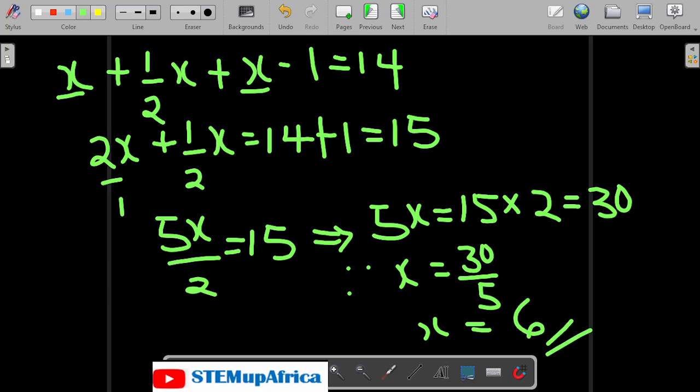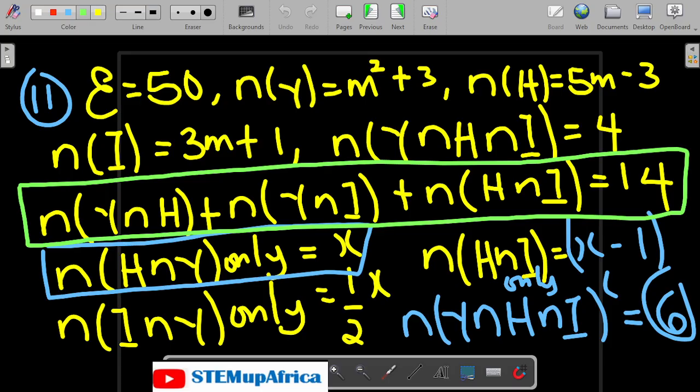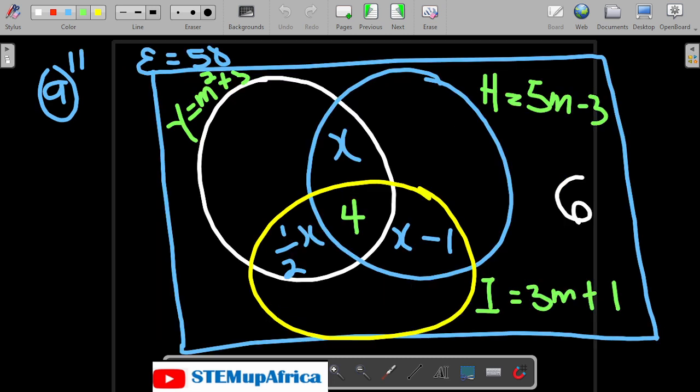Okay? x is the number that speak Hausa and Yoruba only. So if x is 6, let's substitute it into the Venn diagram. If x is 6, that means the value here now is 6. The value here will be 3, which is 1 over 2 times 6. And the value here will be 5, which is 6 minus 1.